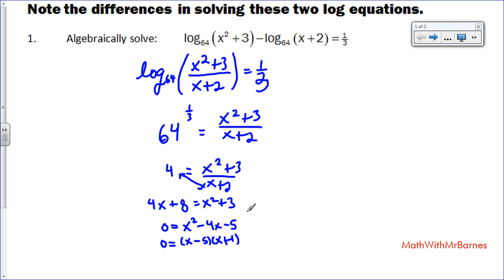You could also use the quadratic formula there, guys. A lot of my students just automatically do it and don't even think about it. So x is equal to 5 and negative 1. Those are my possible solutions.